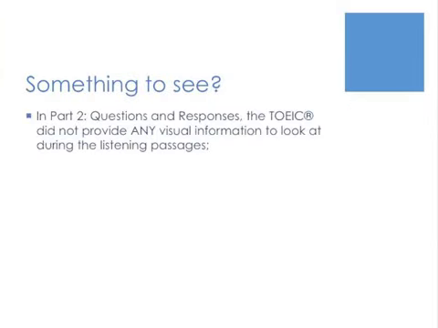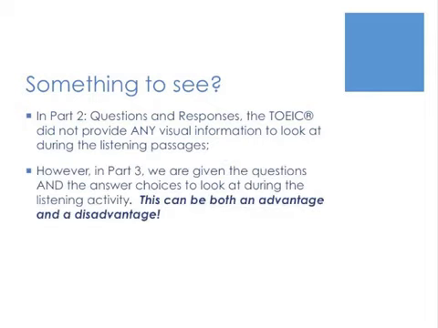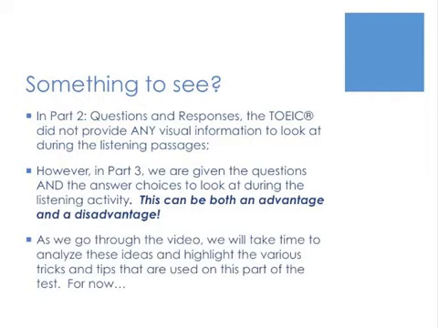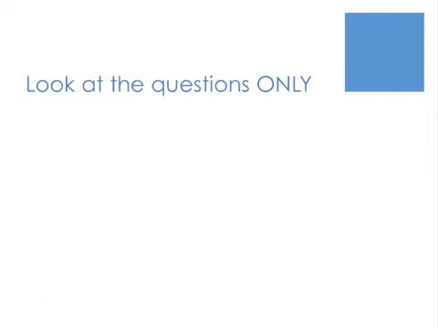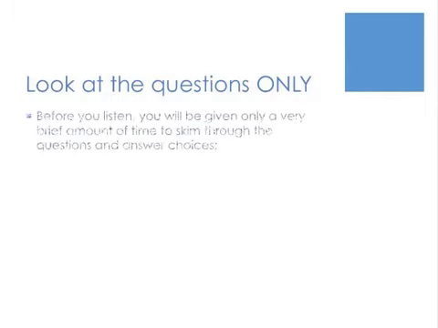If you recall, in Questions and Responses, the TOEIC did not provide any visual information. But in Part 3, we are given the questions and the answer choices to look at. Now, this can be an advantage and a disadvantage, which we'll be exploring a little bit later in this video. So, for now, I'm going to instruct you to just look at the questions only.